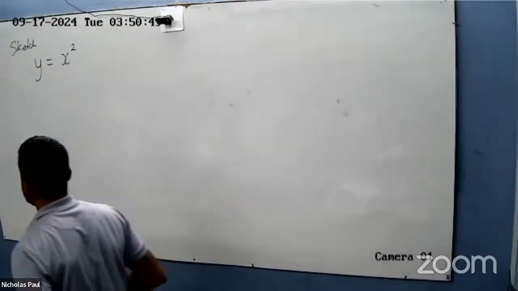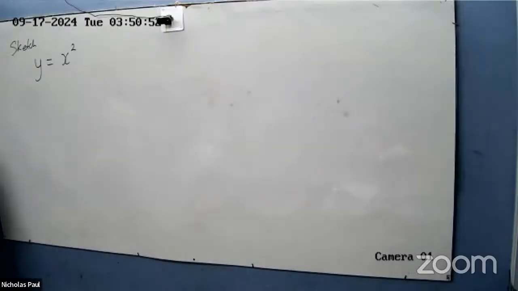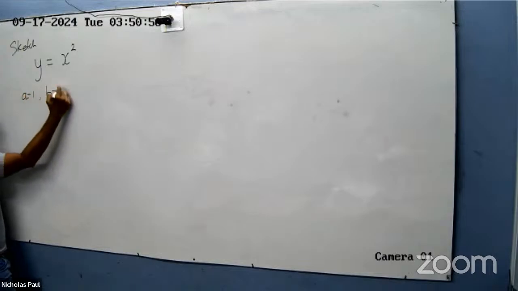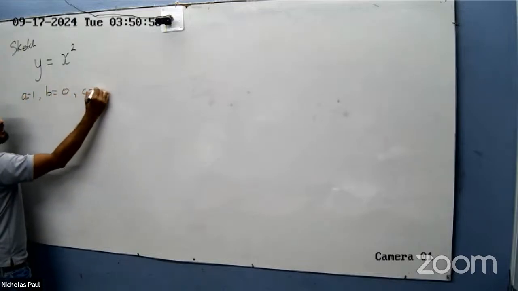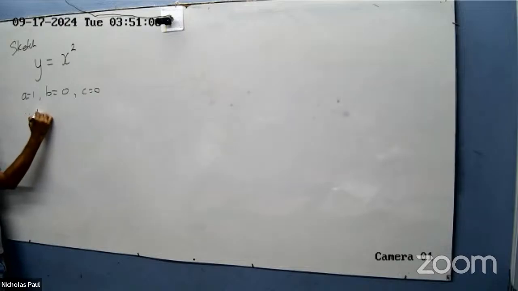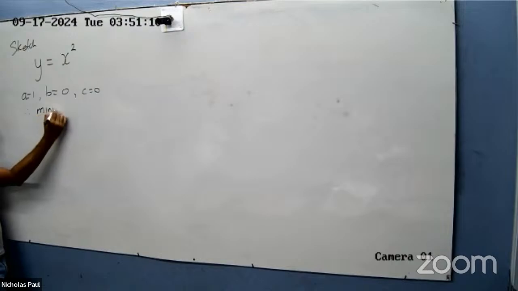So let's start here. What is A? A is what? 1. B is what? And C is? So A is more than 1 or less? Sorry, A is more than 0 or less than 0? More than, so therefore it opens up. What type? A minimum, right? A is more than 0.